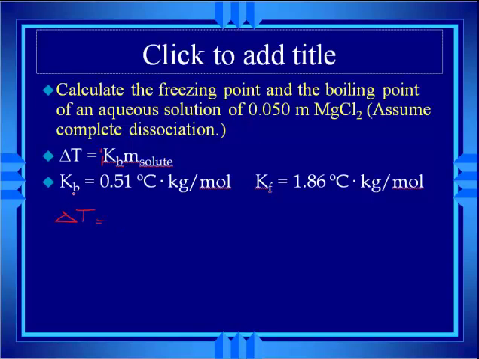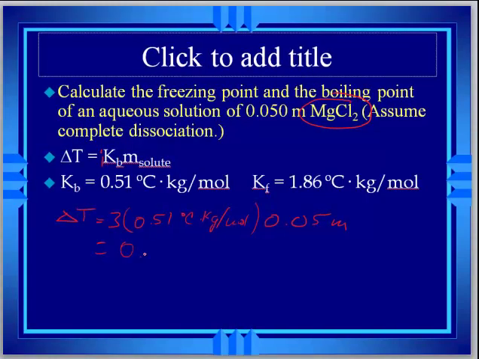Let's do the boiling point first. So the i factor, what is the i factor? Well, hopefully you're going, well, it's 3. Great. So 3, and this is the boiling point, times 0.51 times the molality, which is 0.05, equals 0.0765 degrees Celsius. Now that's the change, right? So add that to 100 degrees Celsius, and there you get your answer.